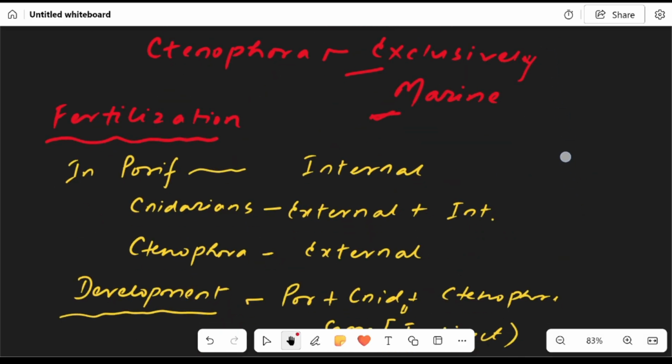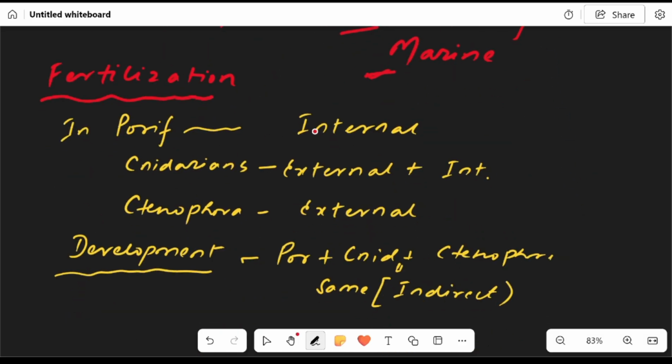Fertilization. In poriferans, the fertilization is internal. Cnidarians, external as well as internal, while in Ctenophora, it's external. So there's a difference in fertilization too. Development is the same. That means indirect development involving a larva takes place in poriferans, cnidarians, and Ctenophora.